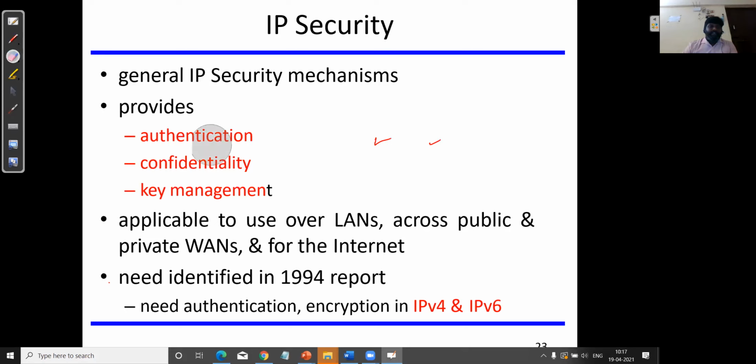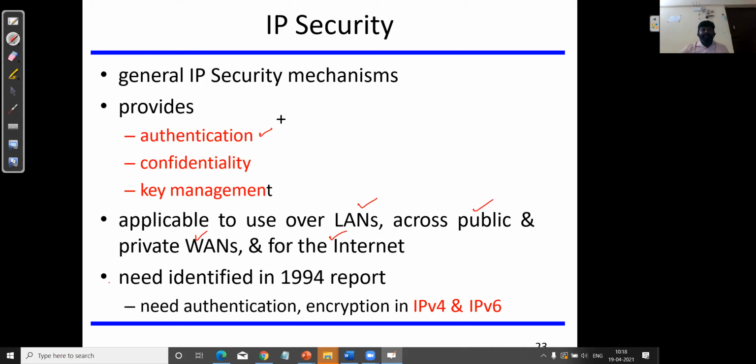When we talk about IP security, this is with respect to the information which specifically applies to the IP protocol. So this provides different security services and security mechanisms: authentication, confidentiality, and then key management. Now this IP security can be applied over a local area network, as well as the public, wide area network, or the internet.